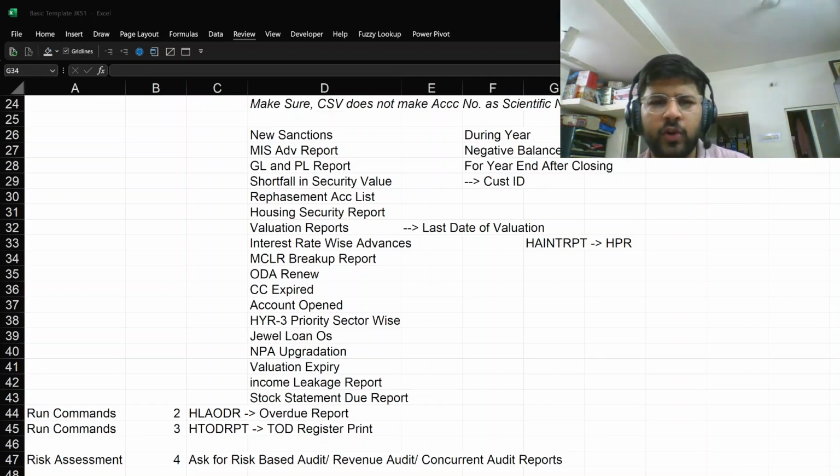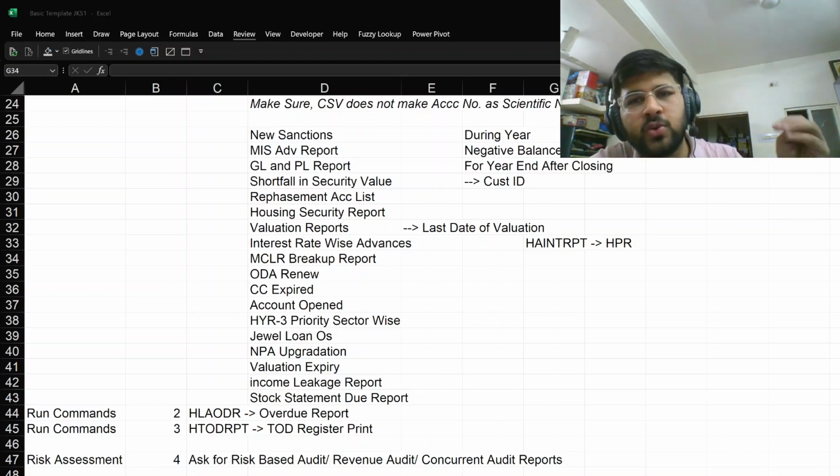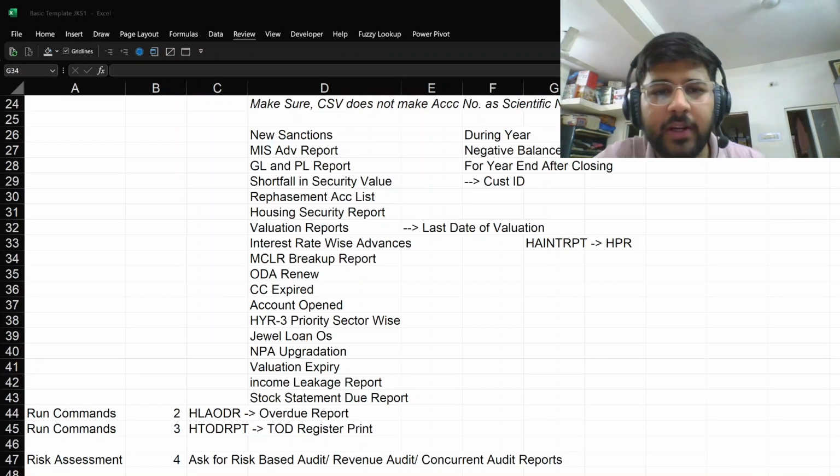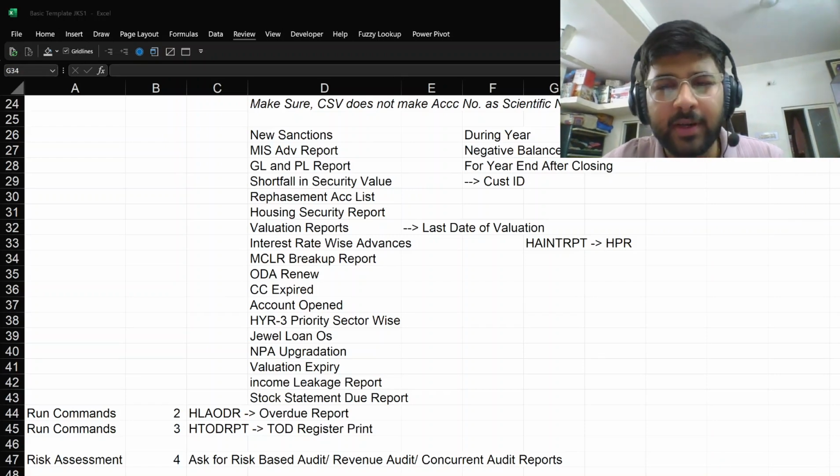All of these reports you would use and combine them to create a single sheet in which you can capture all of the data from all of these reports. It's just a single VLOOKUP. All right, and then you would run two more commands. I'm not asking you to generate a lot of command generated reports, but you would run two more.